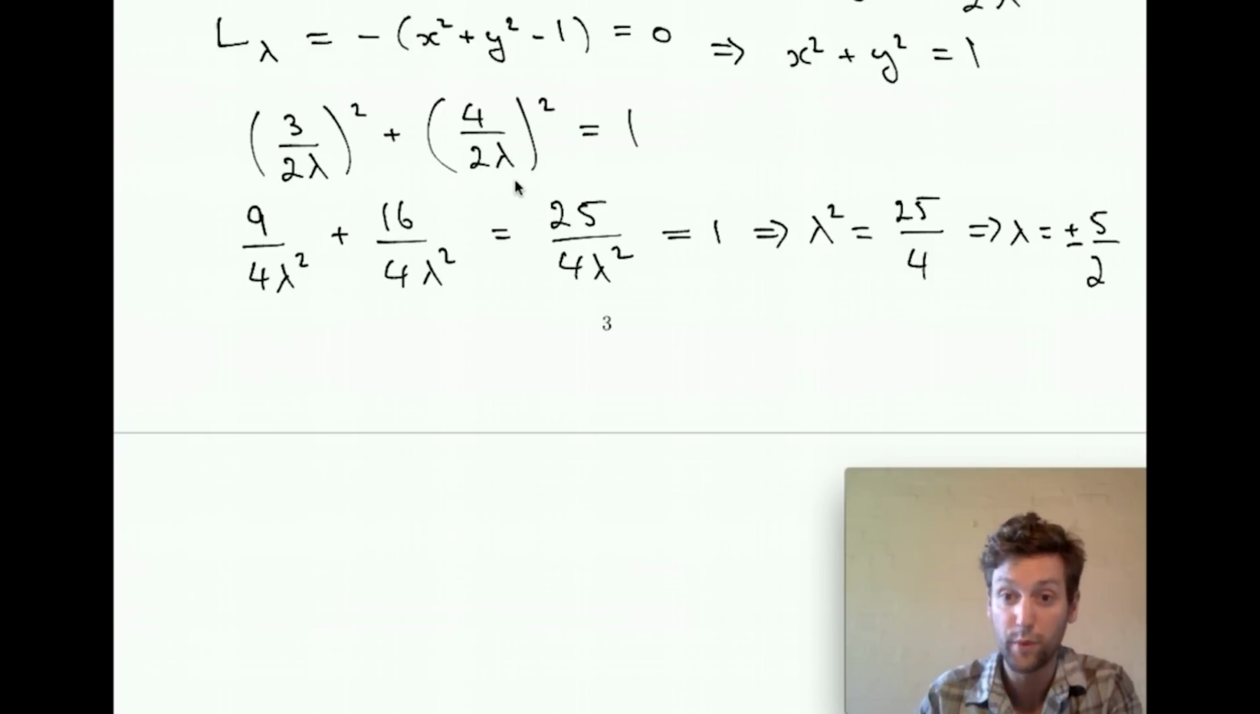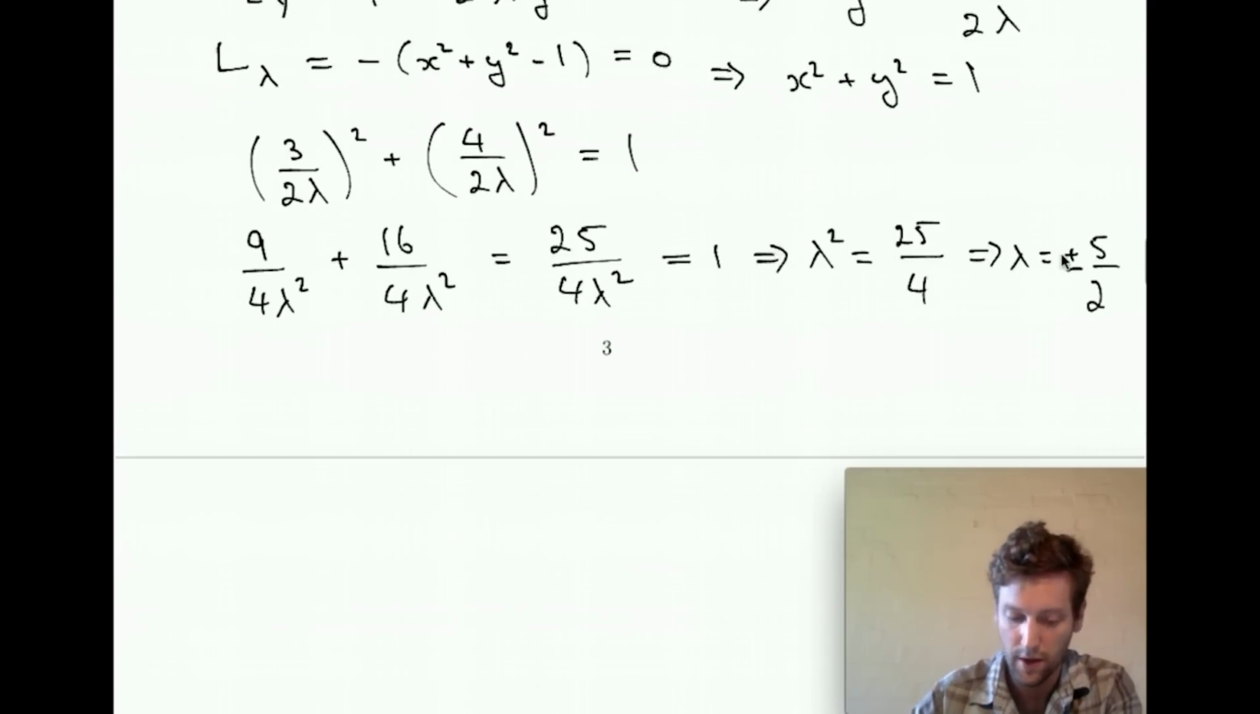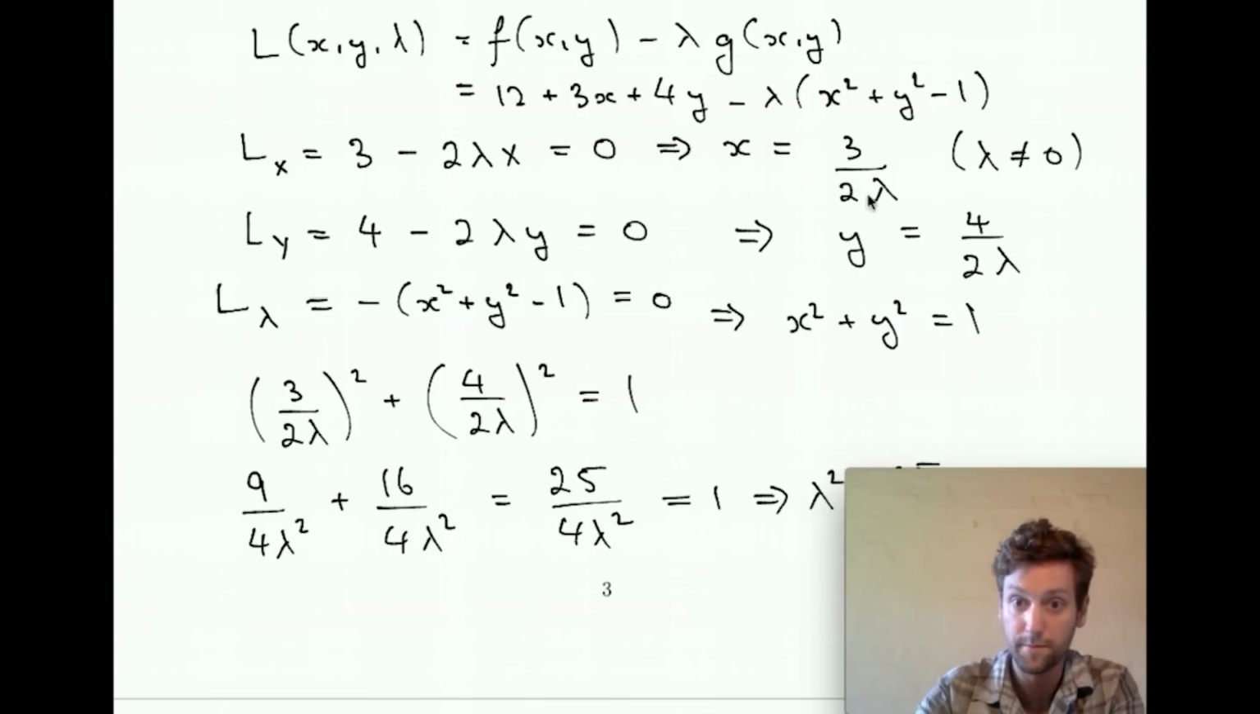So we've solved the expression lambda squared equals 25 over 4 by taking the square root, and of course we pick up a plus or minus. So you see that we get two different possible solutions here, and those are going to correspond to two different possible values of x and y. To figure out what those values are, we now need to substitute back into our expressions for x and y given here. So let's start off with lambda equal to plus 5 over 2.